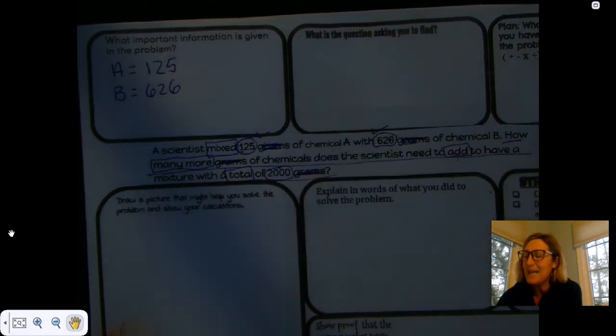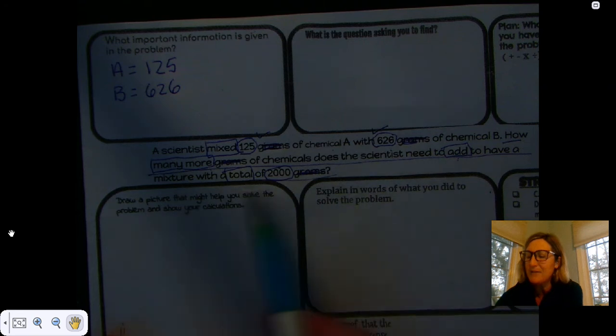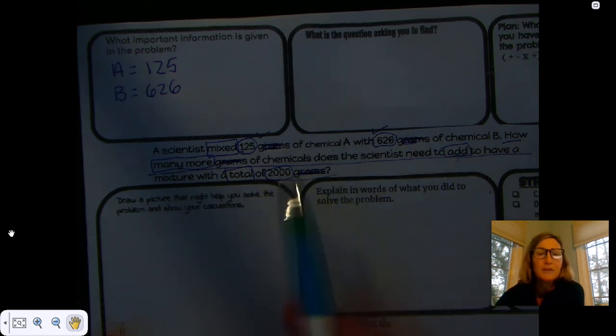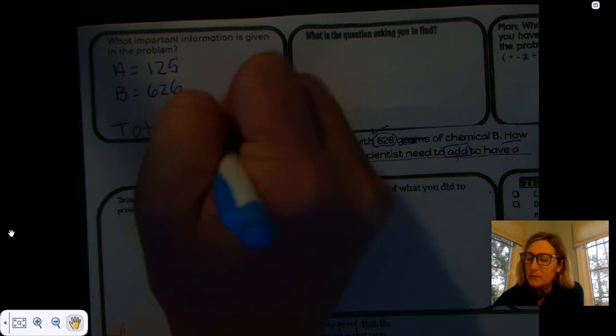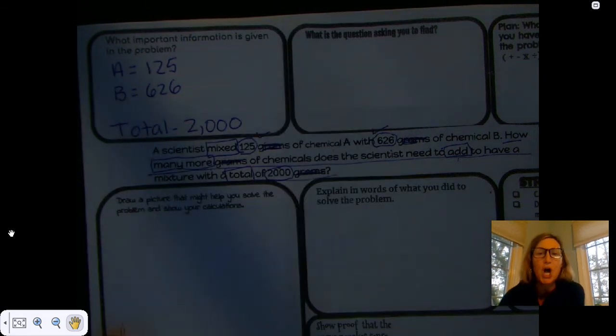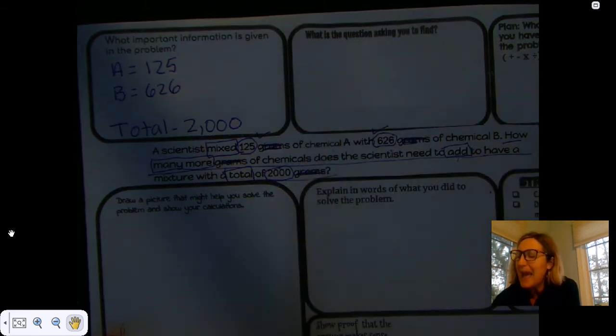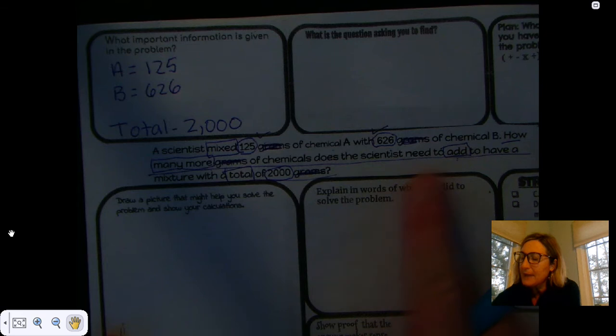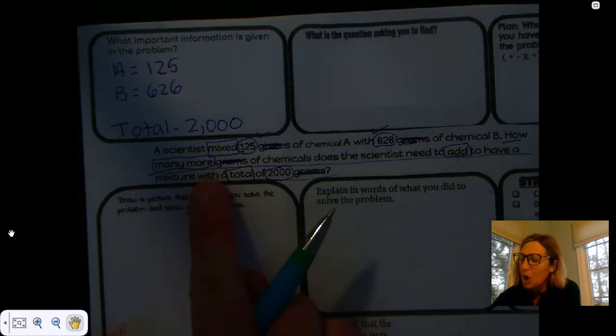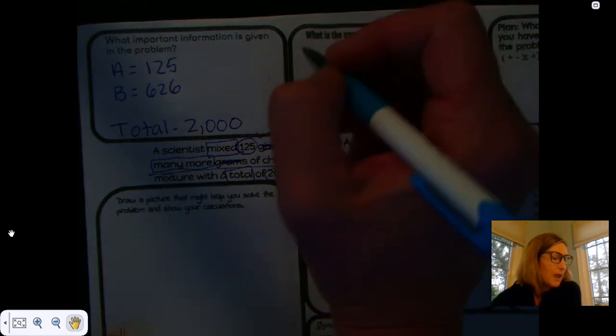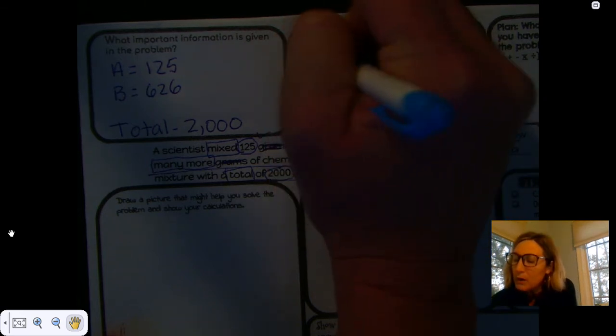Now, when I'm mixing together, let's read on so we don't miss something. How many more chemicals does the scientist need to add to have a total of 2,000? So we also know that there is a total of 2,000. Okay, so that's just the information we know. What is the question that we are being asked to find? It says, how many more do we need to add? So we're going to say, how many more.